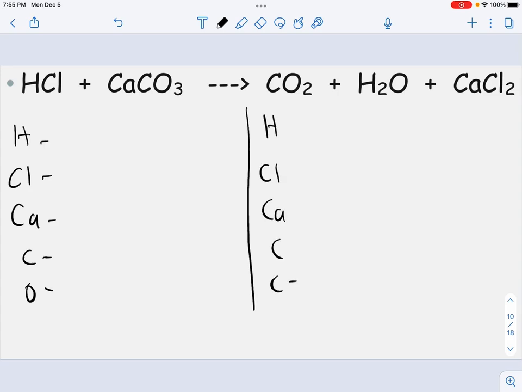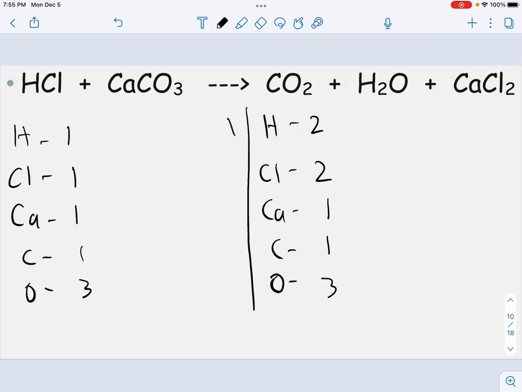All right, and that's an oxygen at the end. So here on the left-hand side, we have 1 hydrogen, 1 chlorine, 1 calcium, 1 carbon, and 3 oxygen. On the right-hand side, we have 2 hydrogens, 2 chlorines, 1 calcium, 1 carbon, and 3 oxygens. So let's take a look at this.